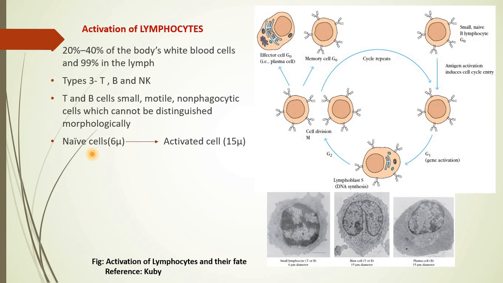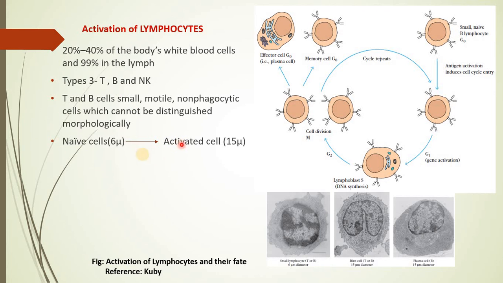All the naive cells which are present in the bone marrow form nearly 20 to 40% of the body's white blood cells and 99% of the lymphatic secretions. There are three different types of lymphocytes present in the body, and they can be classified as T, B and natural killer cell. T and B cells, the names being thymus cells or T cells, bone marrow cells or B cells, and natural killer lymphocyte.